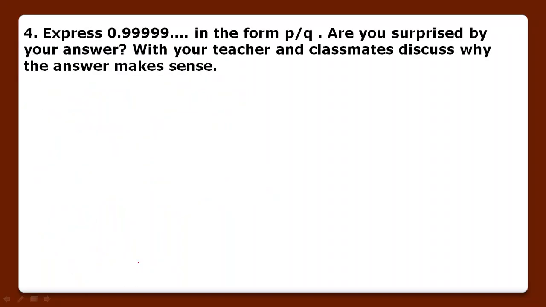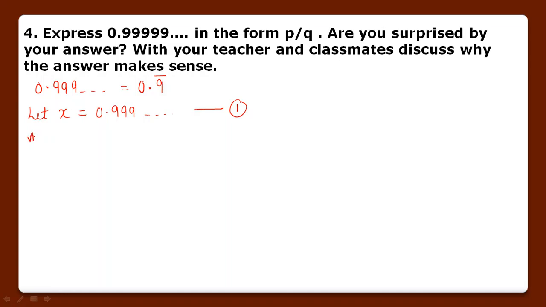Express 0.99999 and so on in the form p/q. Are you surprised by your answer? With your teacher and classmates, discuss why the answer makes sense. Why the answer is surprising, I'll tell you after solving this. 0.999 and so on is simply this. अभी हम सॉल्व करते आ रहे हैं इस तरह के क्वेश्चंस. So what we have to do, the step: let x equals to 0.999 and so on. Equation 1.